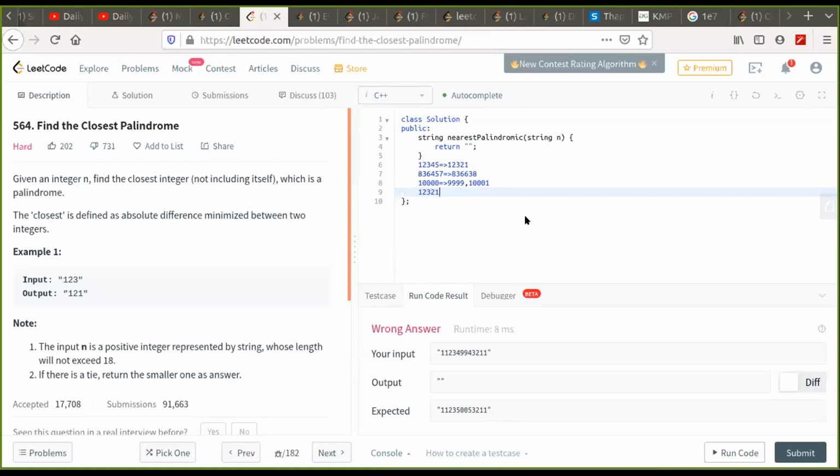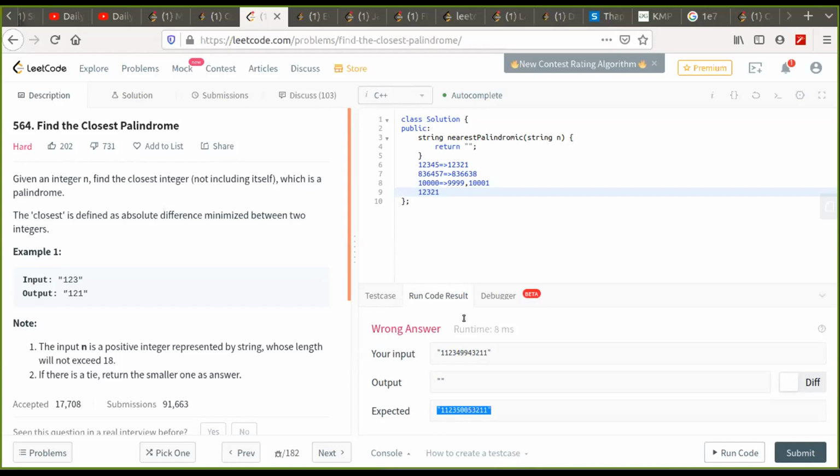I need to go to some other palindrome number. In this test case that I have tried, just for the sake of it, it is a palindrome number itself, but I can't return the same number. I need to find some other palindrome number which is nearest to it.